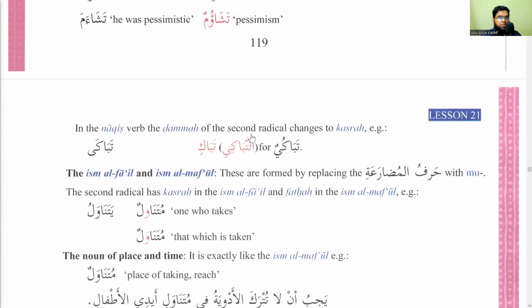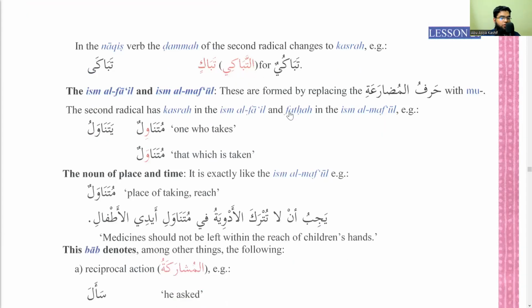And in the naqis, the dhamma on the second radical is changed to a kasra, like tabaka. The masdar should actually be tabakuyun, but it's a ya. So what you'll do is you'll make it manqus, so it'll become tabakin, madin, and if you bring alif lam, ya comes back. All the rules for manqus. Lesson number 1.